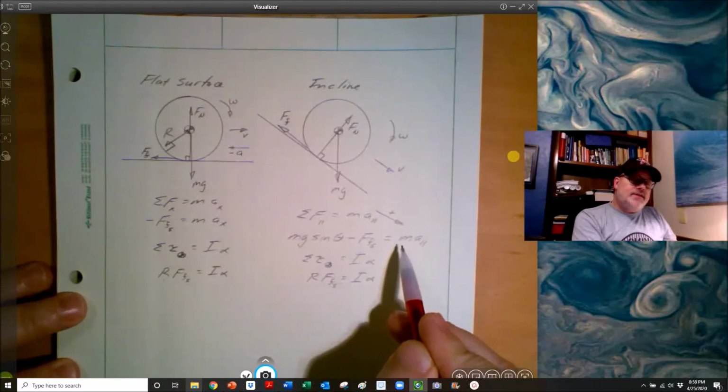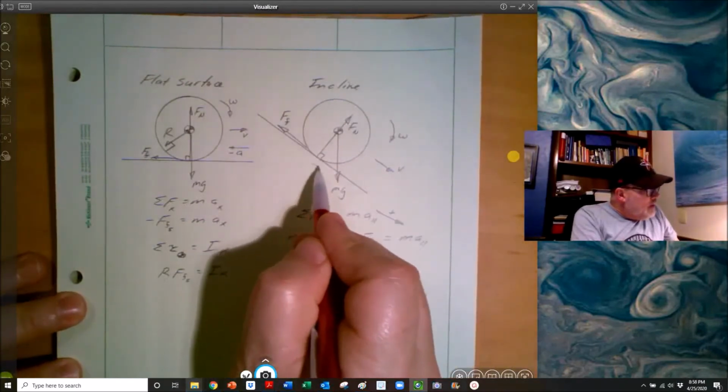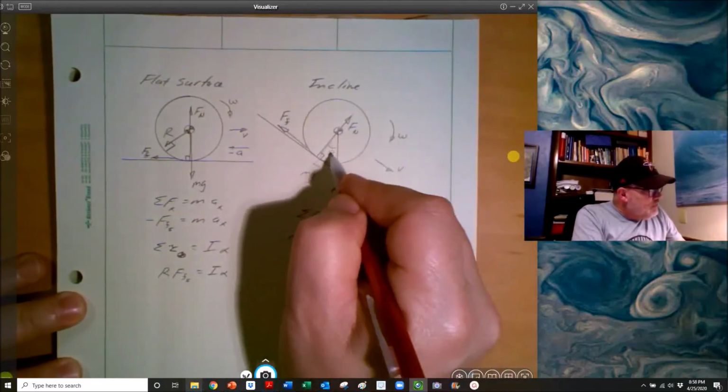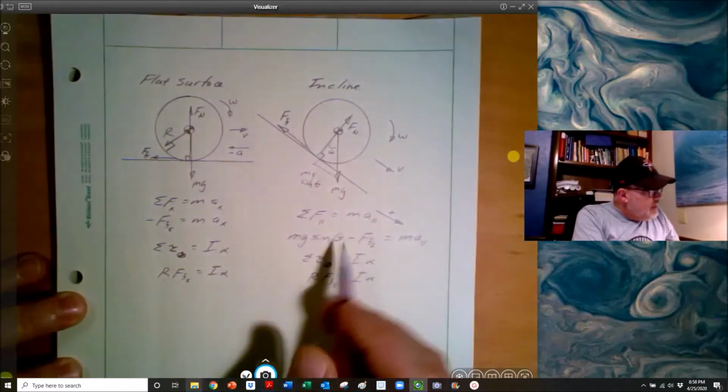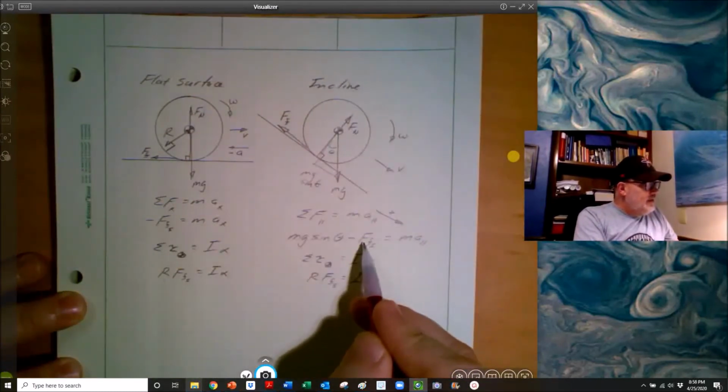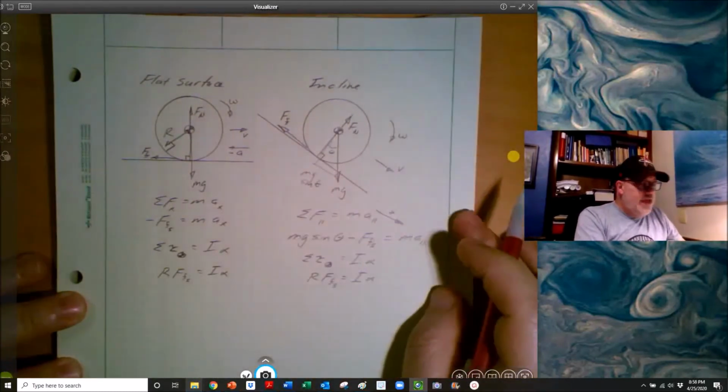Acceleration down the incline is a little bit different though. We have a component right here, mg, if this is theta, sine theta, pulling it down the incline. But we have a friction force against it up the incline, and that equals ma.